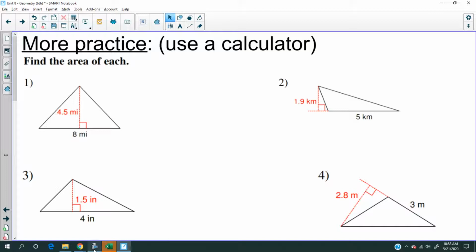How are we doing on time? Yeah, we're gonna be good. Okay, all right. So press pause right now. Do these 4, and then we'll come back and I'll show you the answer key. Okay.